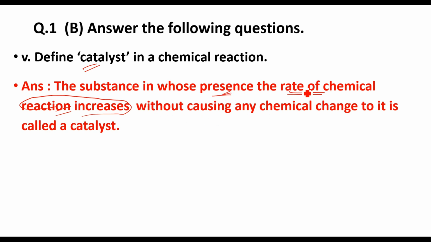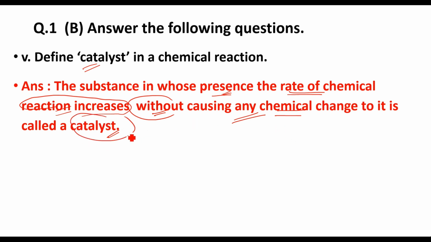So a substance, because of whose presence the rate of chemical reaction increases without causing any chemical composition change. It means the chemical composition, in the presence or in the absence of that substance, will remain the same, but only the presence of that substance increases the rate of chemical reaction. So that keyword is very important: without causing any chemical change. It means if you use that catalyst or if you do not use that catalyst, the product will remain the same. Then what is the role of the catalyst there?